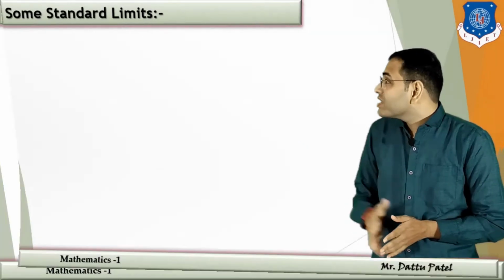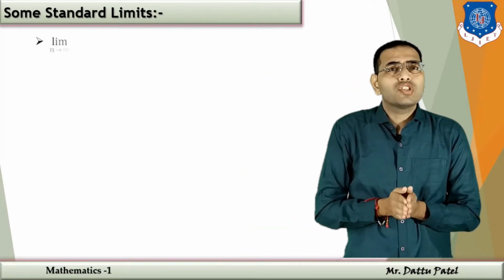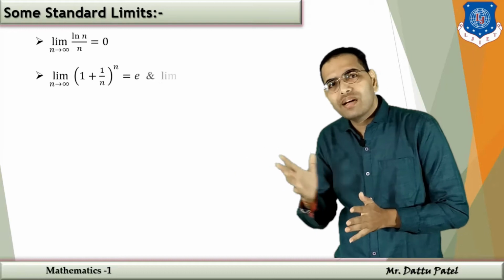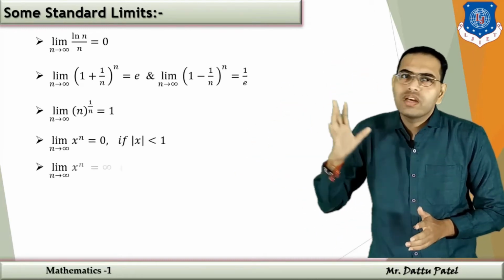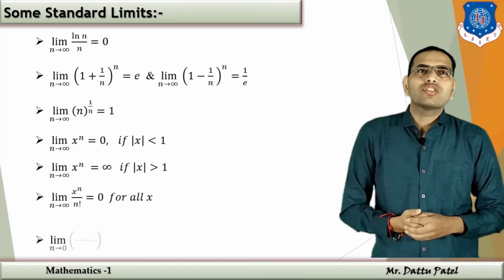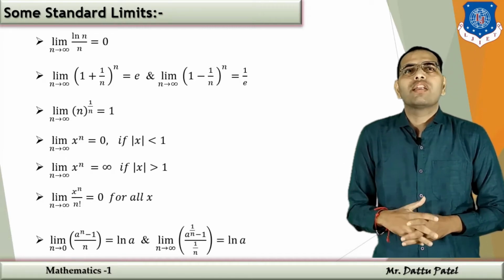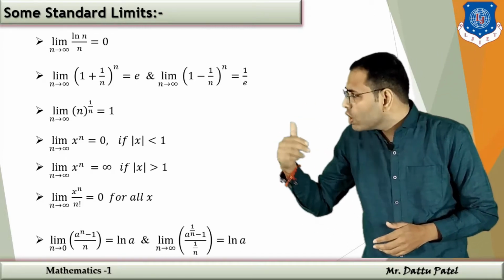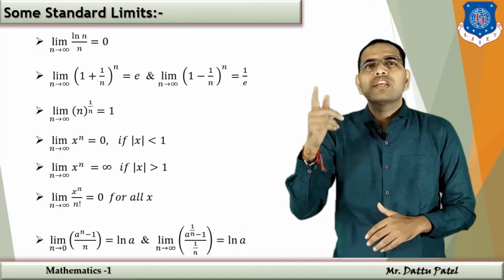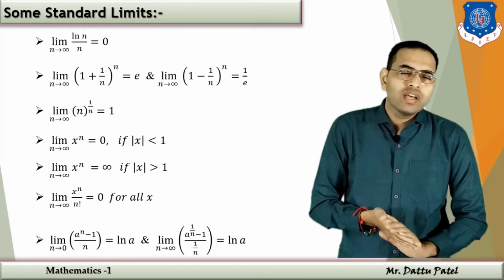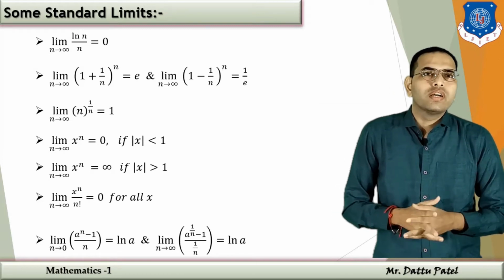Now let's see some standard limits. These are the following limits which are used in solving examples, meaning you have to remember them to solve the examples. Firstly, limit n tends to infinity ln n by n equals 0. Secondly, limit n tends to infinity (1 plus 1 upon n) raised to n equals e. Similarly, limit n tends to infinity (1 minus 1 upon n) raised to n equals 1 upon e.